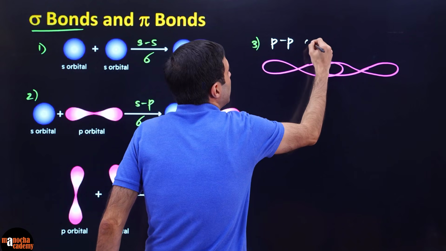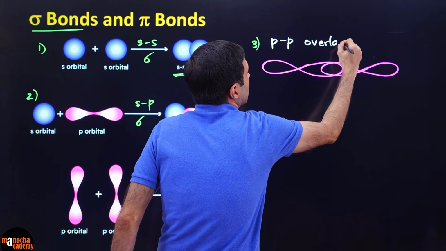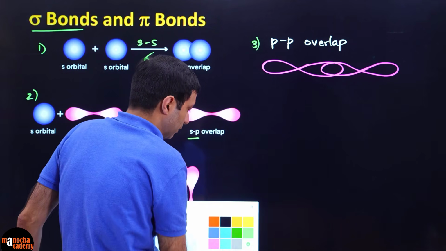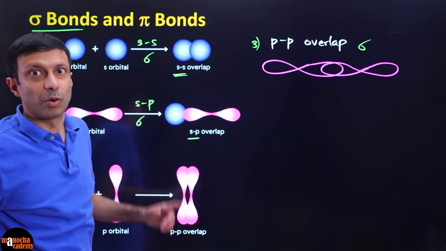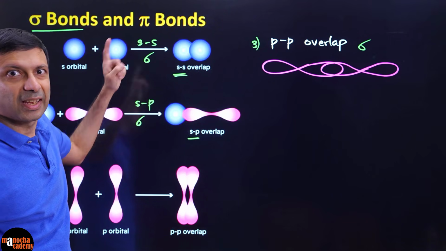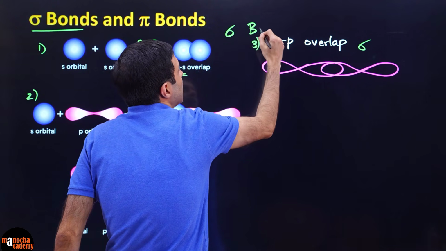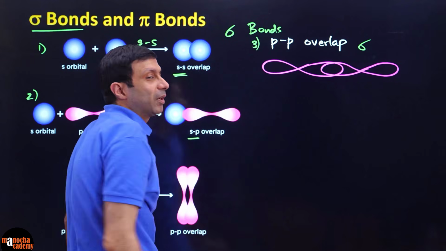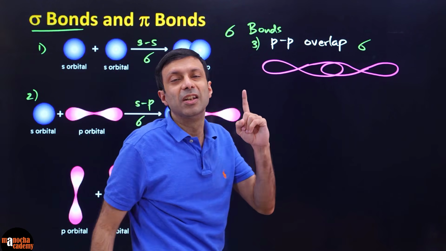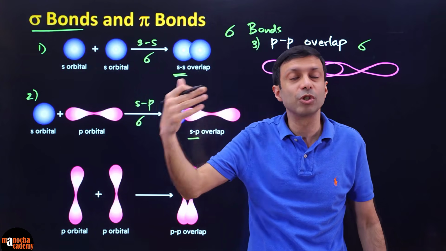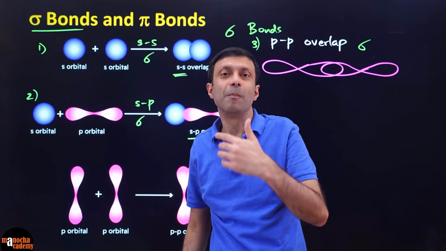So a PP overlap can also form a sigma bond. I want you guys to remember SS, SP, PP, these can all form sigma bonds. And remember, that will be the first bond between two atoms. After that, there will be no more sigma bonds. The next bonds will be pi bonds.